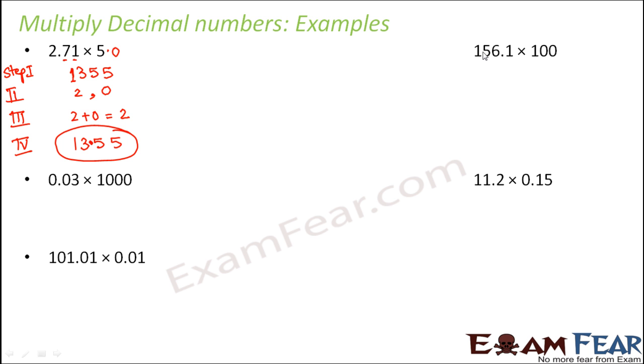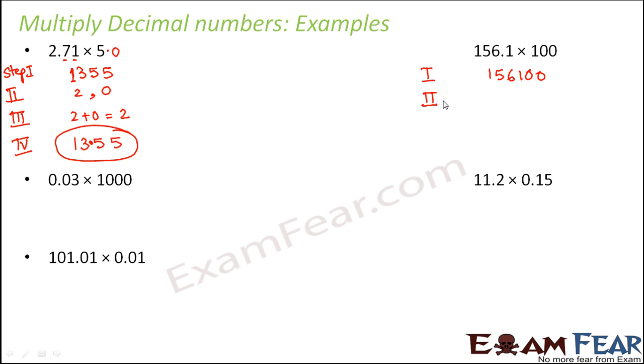Let us look at the next one, 156.1 into 100. So here also in the first step, we find the product, that is 156100. Now it is very easy to find the product of two numbers where one number is a multiple of 10, like 100, 1000, 10,000, 10, something like that. Because your result is basically this number which you have, with the same digits and as many zeros as you have here. Like here it is 100 with 2 zeros, so the product becomes 156100.